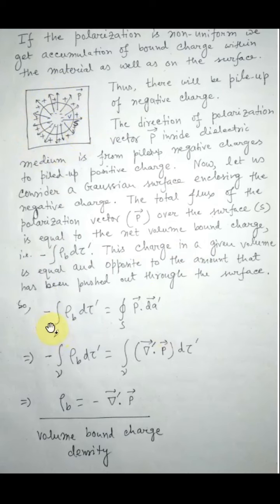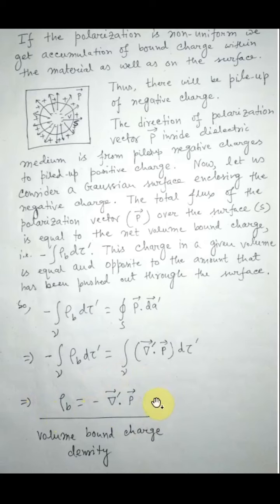So here we can write minus volume integration rho b d tau prime is actually the surface integration, the total flux due to the polarization vector, that is p vector dot dA prime. And if we use Gauss's theorem, from p vector dot dA prime we can write volume integration divergence p d tau prime, right? So from here, for finite volume, we can write the volume charge density is basically minus divergence p vector.